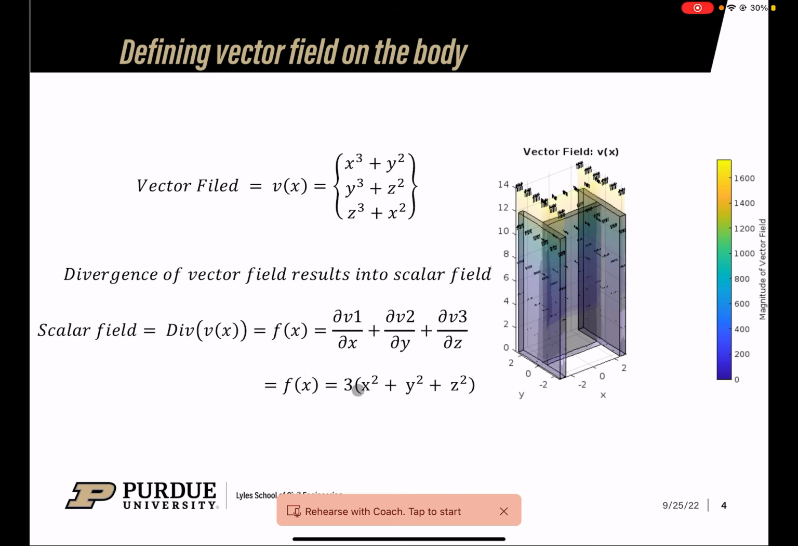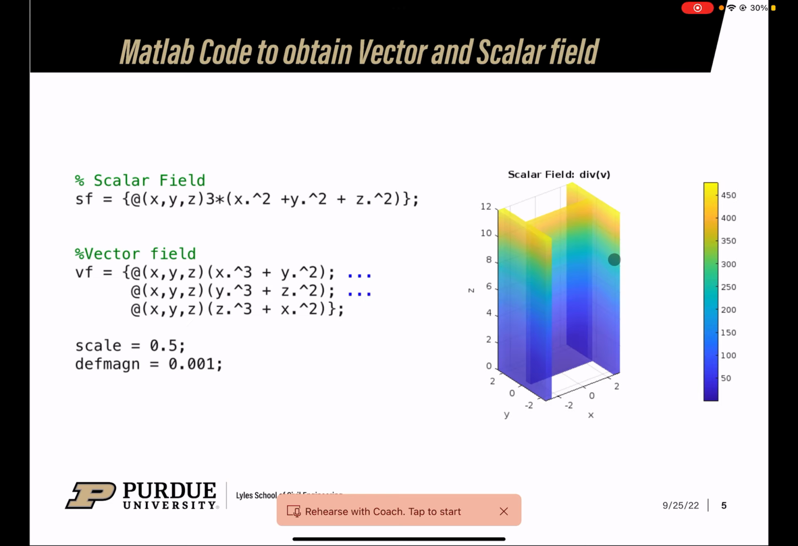The scalar field comes out to be 3x square plus 3y square plus 3z square, and this is the output obtained from the vector field. To obtain this output, the MATLAB should be coded in such a way; this is the scalar field and this is the corresponding output.